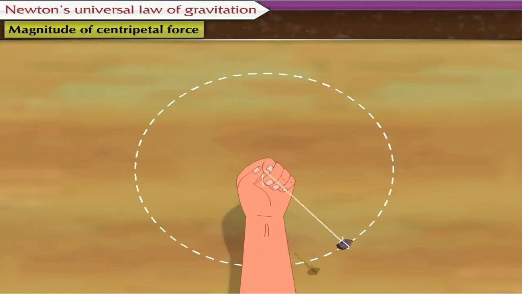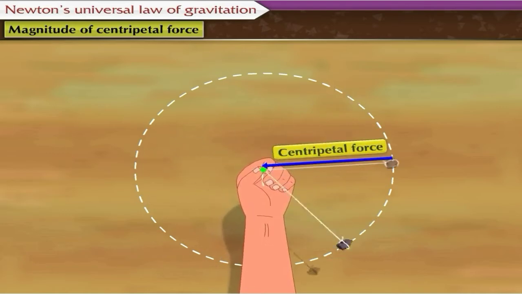Consider an object moving in a circle with constant speed. We have already seen that there exists a force on the object moving in a circle which is directed towards the center of the circle. This force is called the centripetal force.